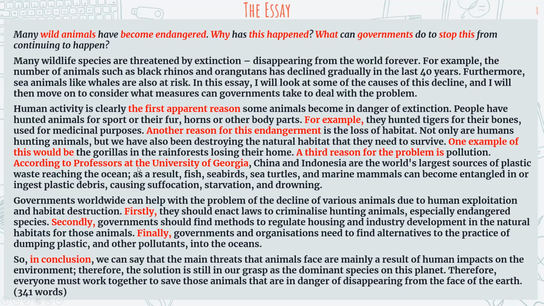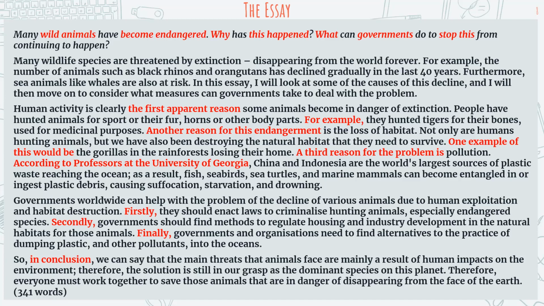According to professors at the University of Georgia, China and Indonesia are the world's largest sources of plastic waste reaching the ocean. As a result, now I'm building a compound sentence. Fish, seabirds, turtles, and marine mammals can become entangled in or ingest plastic debris, causing suffocation, starvation, and drowning.